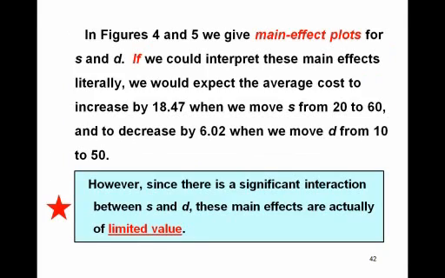So if we could interpret the mean effect plots linearly, we would expect the average cost to increase by about 18.5 when we move little s from 20 to 60, as we said before, and to decrease by about $6 when we move d from 10 to 50. But this is something that is not completely understood, which I briefly mentioned as a caveat. Since there is, in fact, a significant interaction between S and D, these mean effects are actually of limited value, as we're going to discuss further.